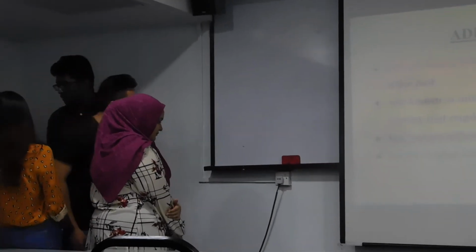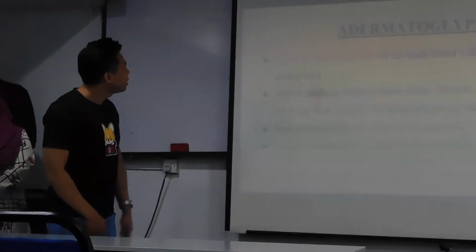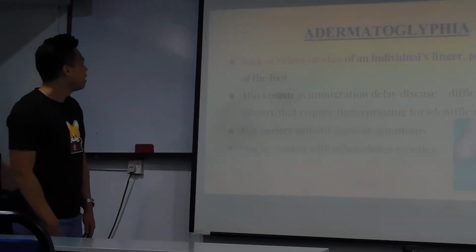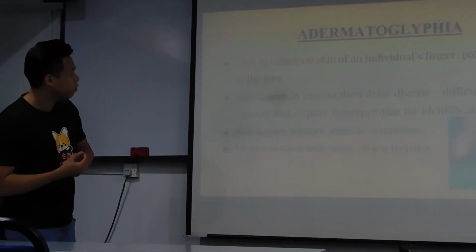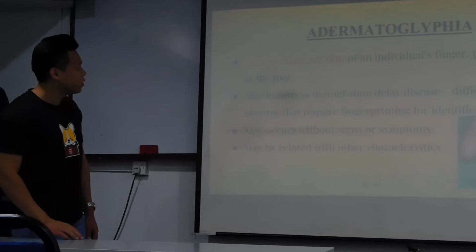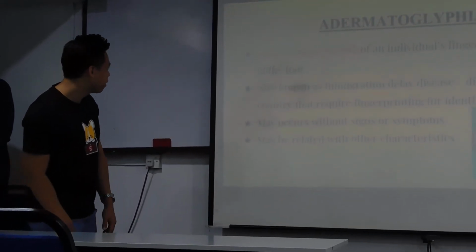Okay. I'll explain the disease that makes us lose our fingerprints. This is adermatoglyphia. It is a disease characterized by a lack of ridges on the skin of our fingers, palms, toes, or the soles of the feet.